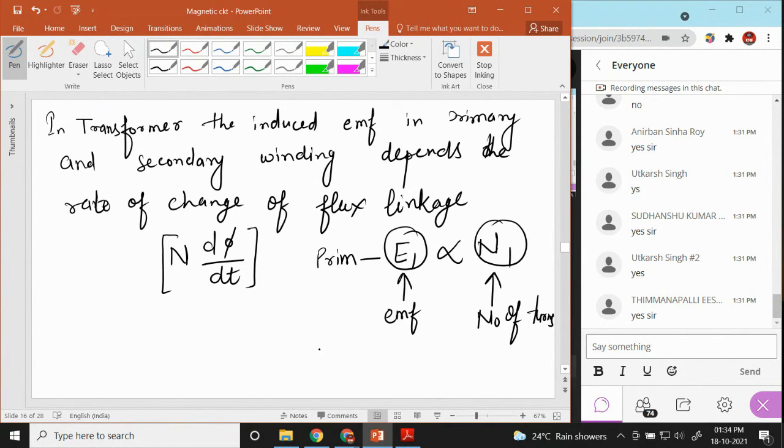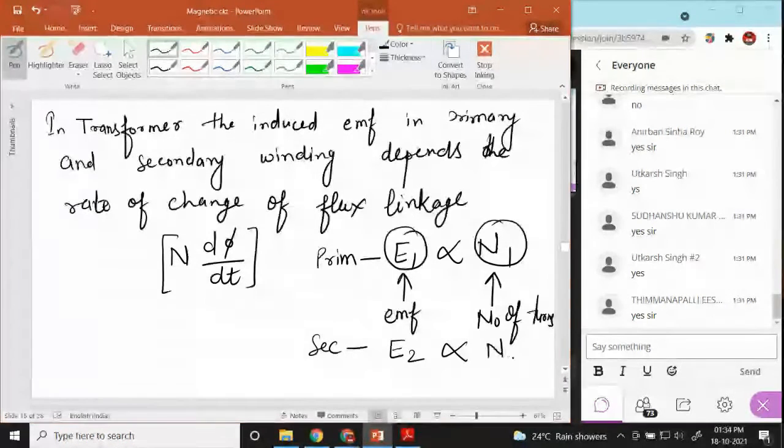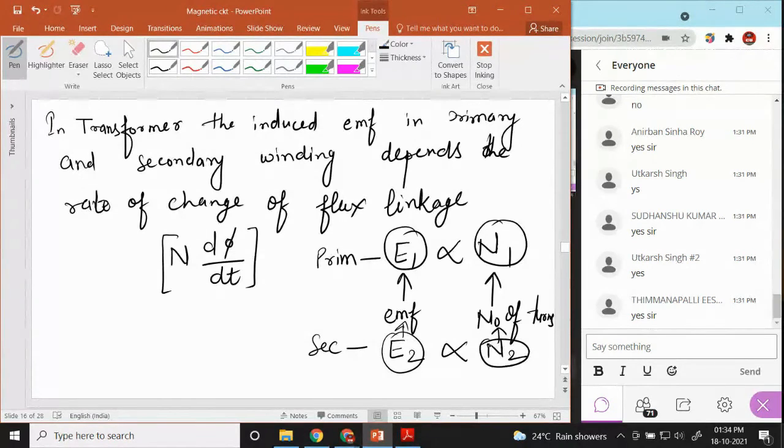Now construct the same formulation for the secondary side. In the secondary side, what is your EMF? E2. This E2 is directly proportional to the number of turns in the secondary side, N2. So in the secondary side also, EMF is directly proportional to the number of turns. If you increase the number of turns, more EMF will be generated across the secondary side. If you decrease the number of turns, less EMF will be generated.